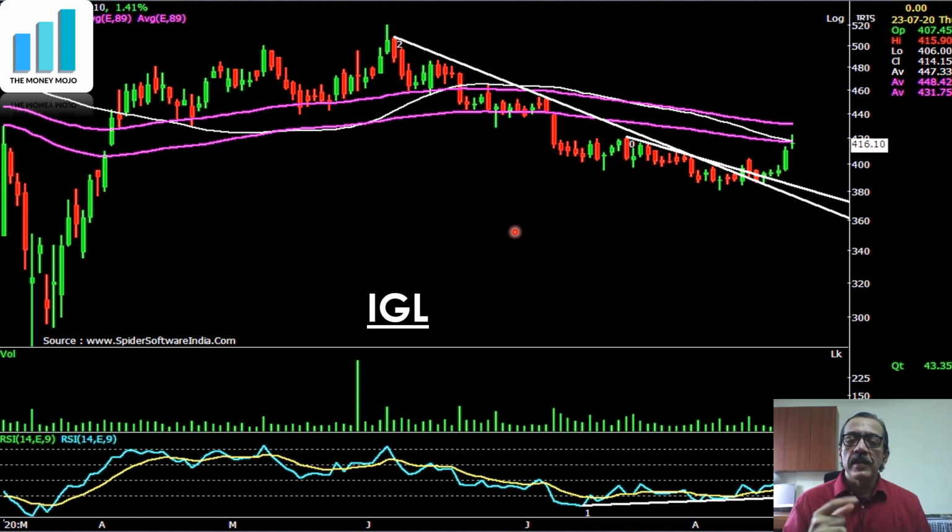Now, in my case in IGL, what is the confluence of factors? Let us say I have taken a trade when it crossed this trend line, and this was a breakout, and then it came back down and took support on this breakout and went up, and I bought. Now, where is the confluence of factors? The moving average is much higher, so why should I buy here? There is no confluence of factors.